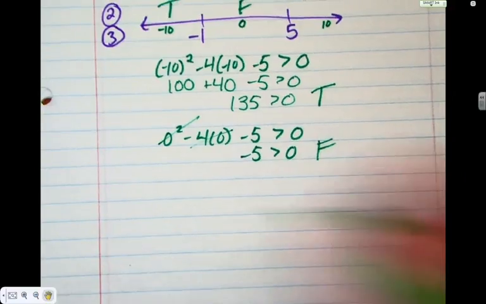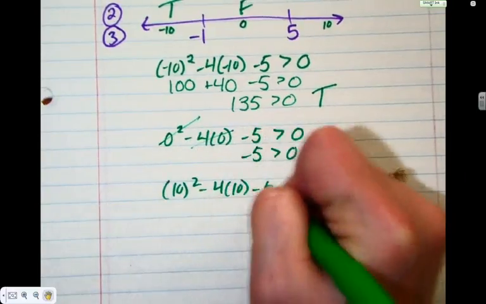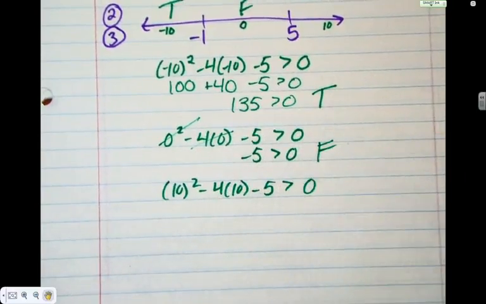And now I'm going to do the same thing with 10. So 10 squared minus 4 times 10 minus 5 greater than 0.